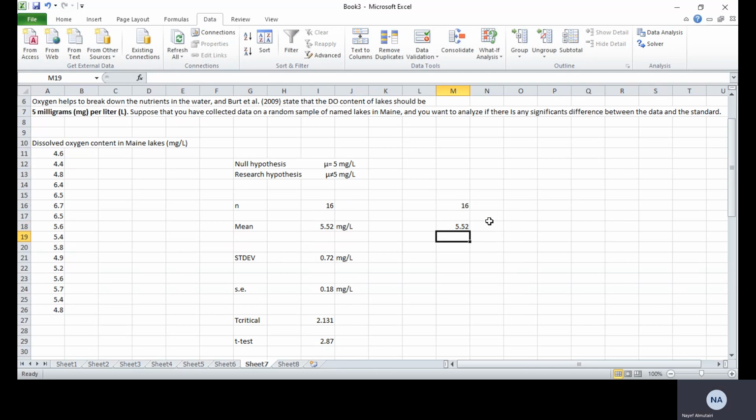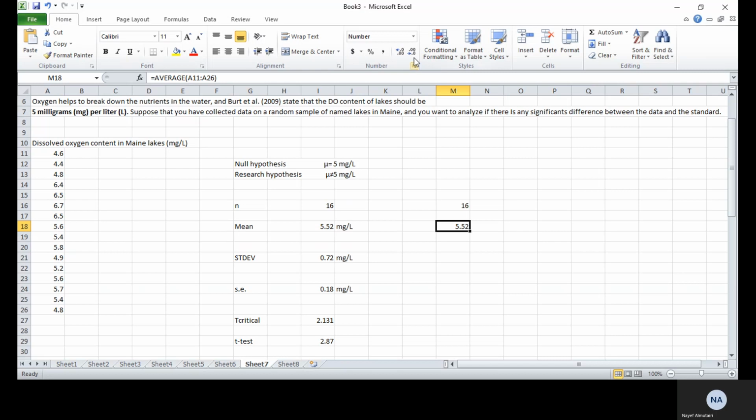That's 5.52. And again, I told you that I'm using 2 decimals after the decimal, there's 2 digits. So I made it like this. I don't want to make it 1, make it only 2.